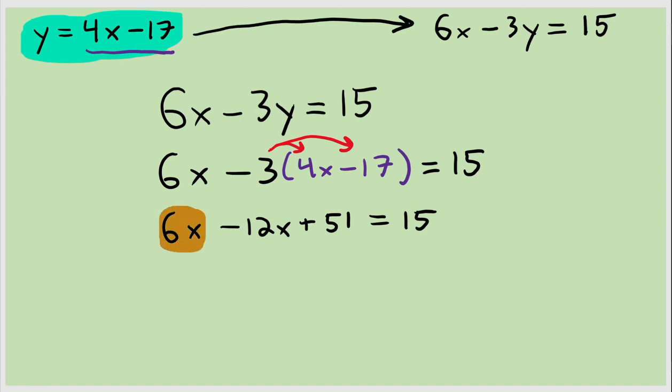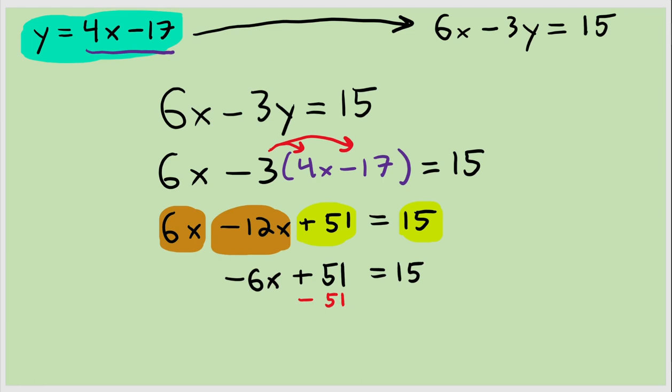That means if I only have x's I need to worry about, I can combine them. Okay, so 6x minus 12x, those are like terms. They come together and they give me minus 6x. And I also have another pair of like terms here. I have the 51 and the 15. Let me deal with that next. So negative 6x plus 51 equals 15. Now I want to go ahead and get all my numbers by themselves on the other side of the equation. So let me get rid of the plus 51 by doing minus 51. And if I'm doing minus 51, I have to do it to both sides.